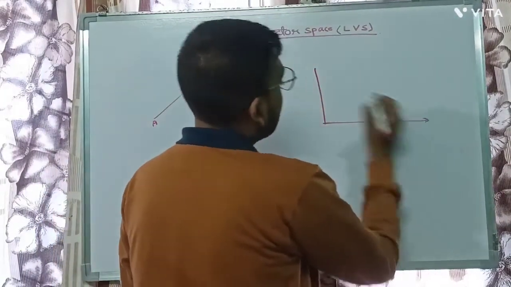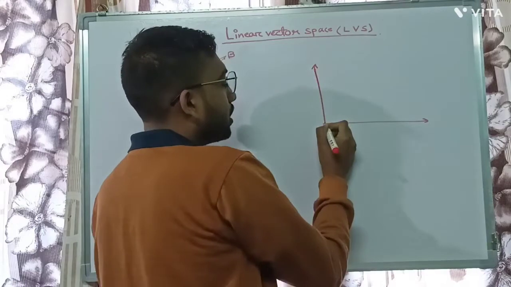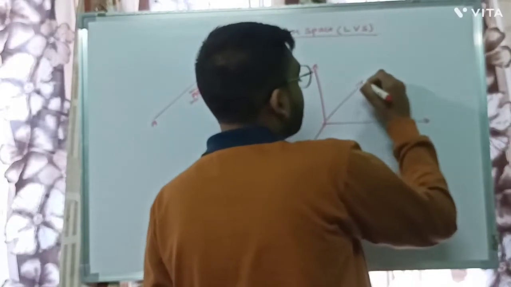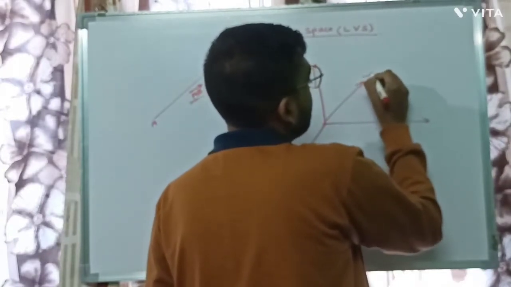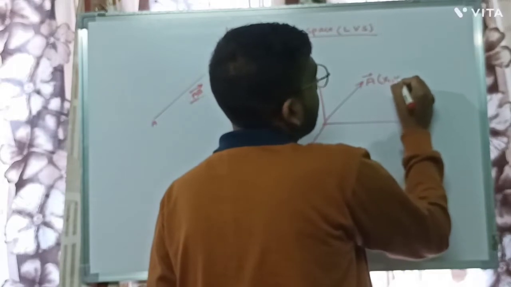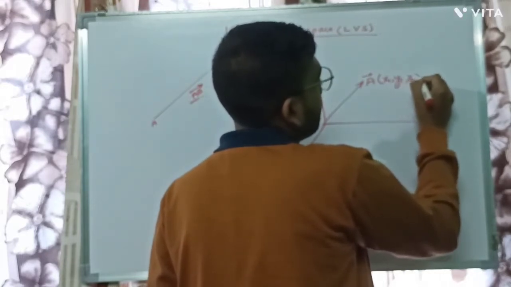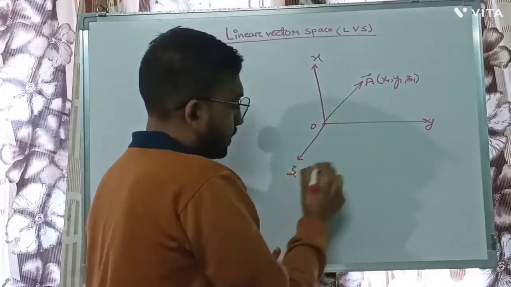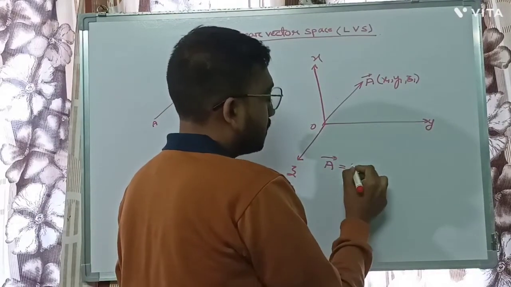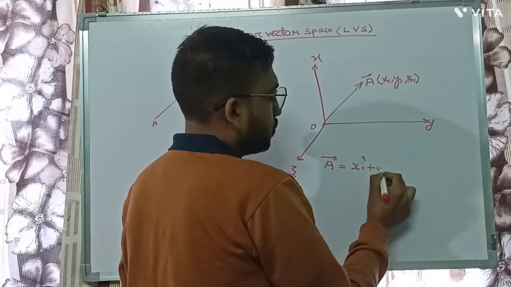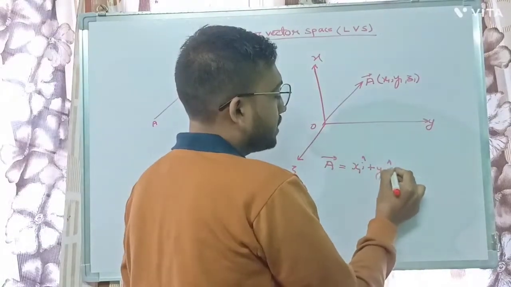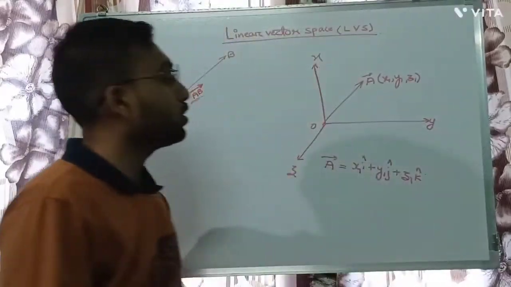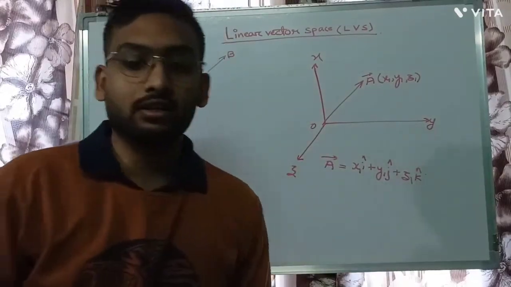So what we do, we make use of the Cartesian coordinate system to represent a vector. If a vector A has some coordinates in the Cartesian coordinate system as x1, y1 and z1, then we can represent this vector as x1 i cap plus y1 j cap plus z1 k cap. This way we are making use of the Cartesian coordinate system to express any vector.